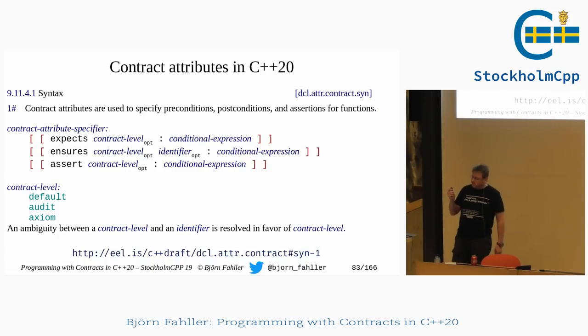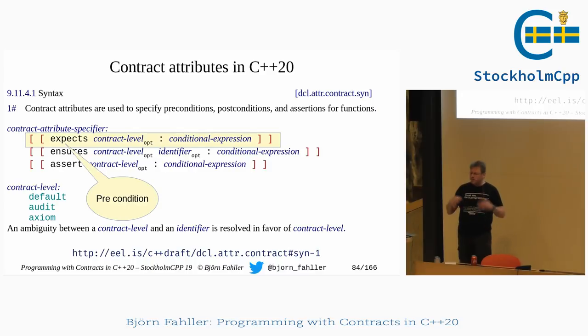So, contracts are expressed as attributes. Did any of you listen to last Friday's CppCast with Arthur O'Dwyer? Yes. Did you notice what he said about contract attributes? He said that contract attributes aren't actually attributes because they violate the rules for attributes. They just look like attributes if you're not a language lawyer or if you squint.